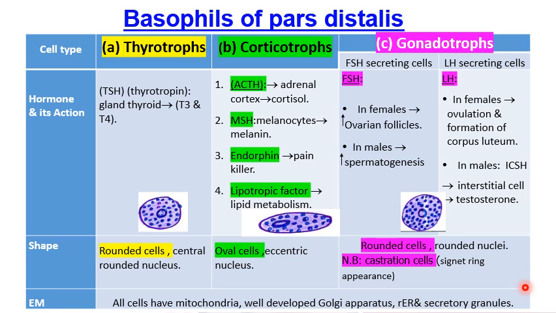Under the electron microscope, all of them have mitochondria, a well-developed Golgi apparatus, RER, and secretory granules. Here we notice the castration cell. Castration cells appear on bilateral removal of the testes: the gonadotrophs increase in size and number and accumulate excess secretory granules, which push the nucleus, making it flattened and peripheral, giving the signet ring appearance like the fat cells.